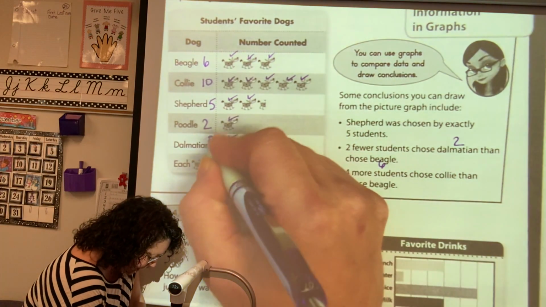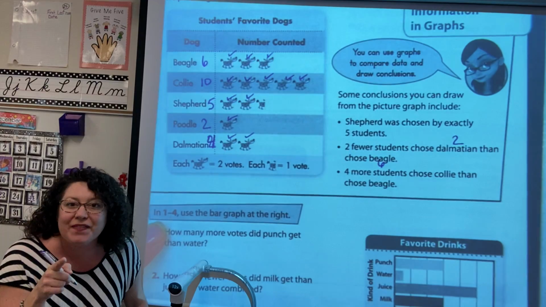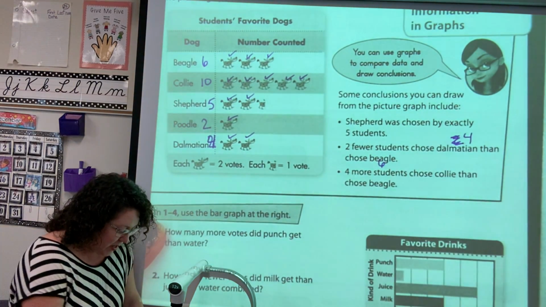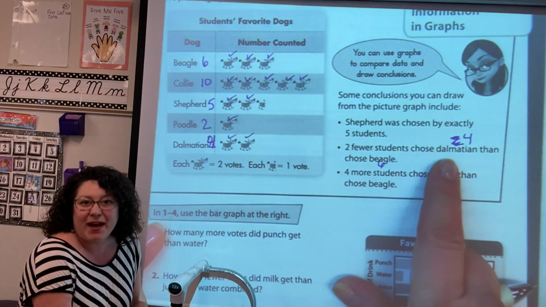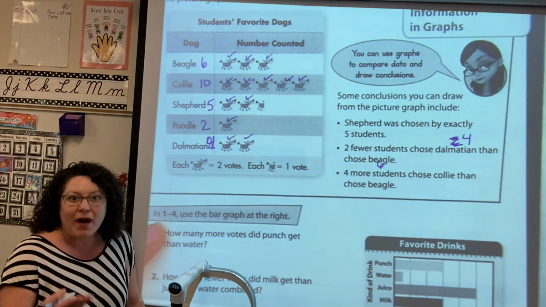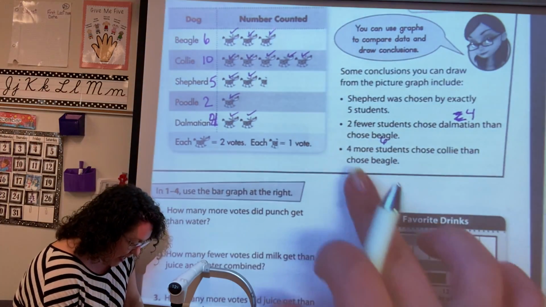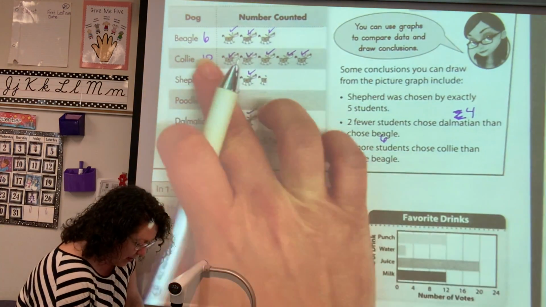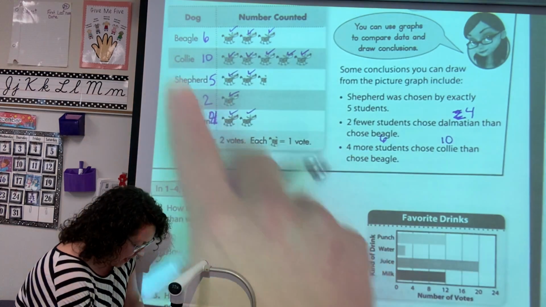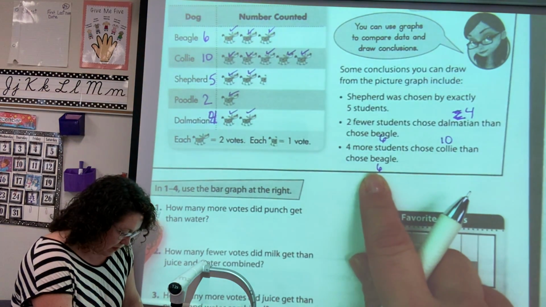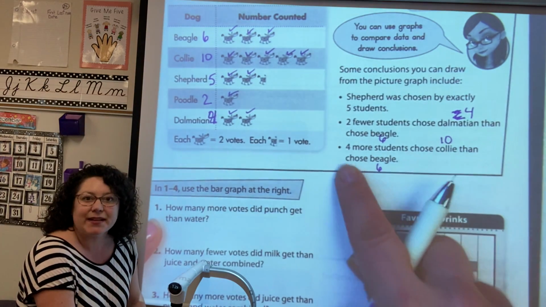Oh, this is 4, I'm sorry. Hopefully you caught that, 2, 4. Whoops. So 2 fewer, 6 minus 4 is 2. Correct. This is why we should count our data carefully. And 4 more students chose Collie, 10, than Beagle, 6. 10 minus 6 is 4.